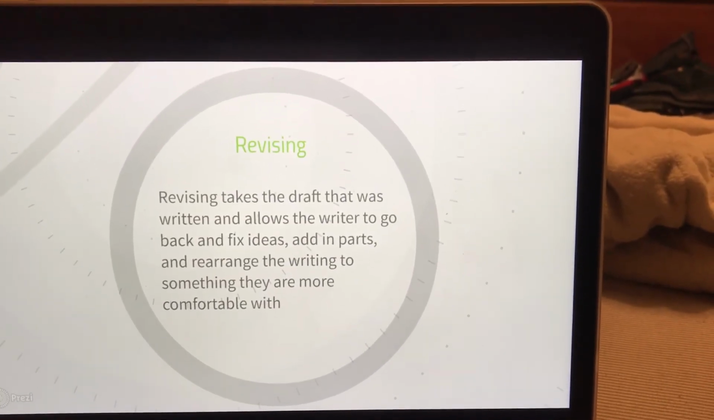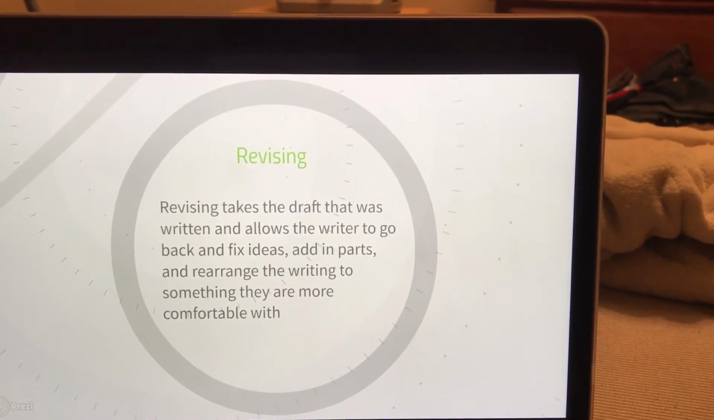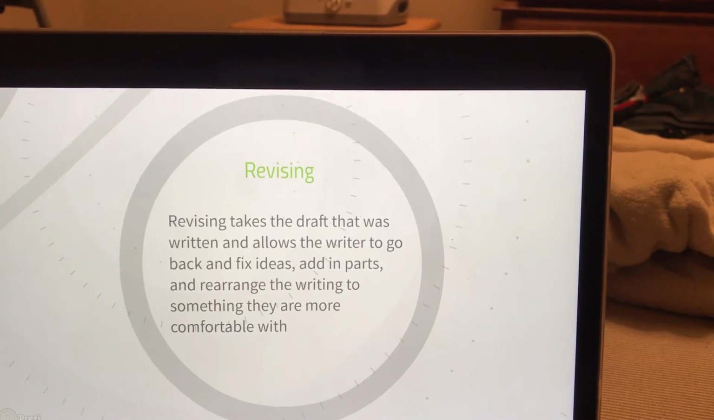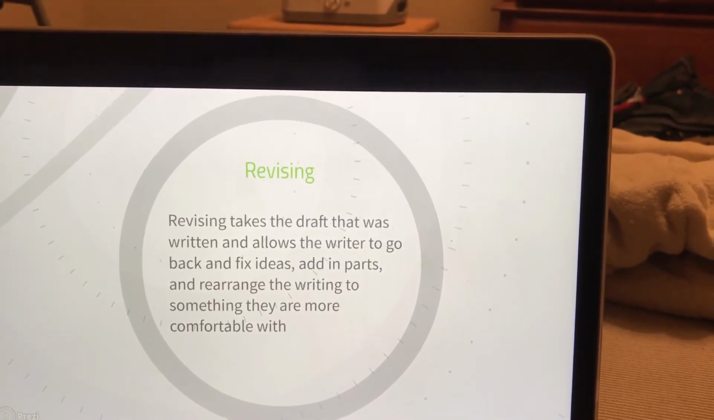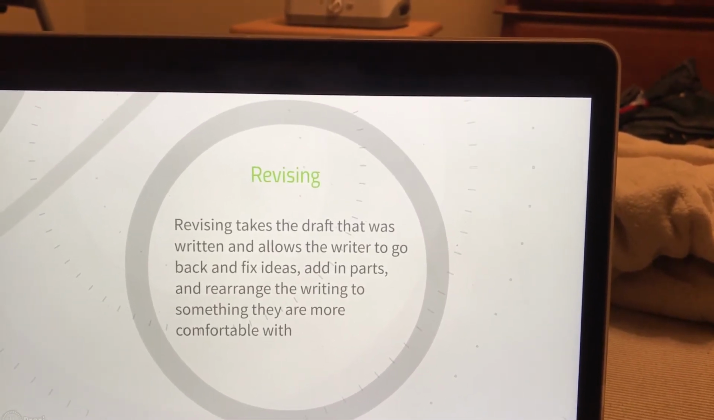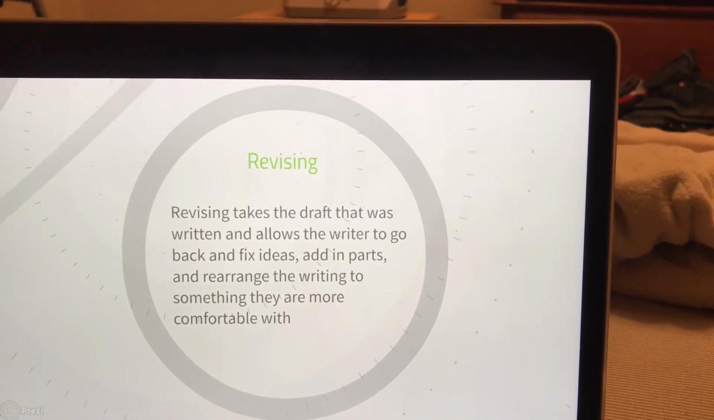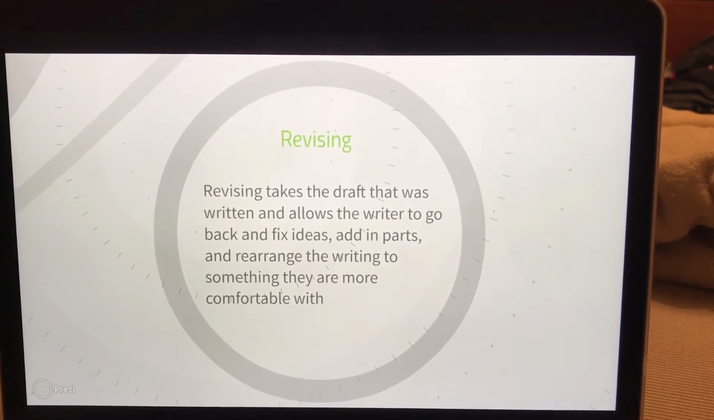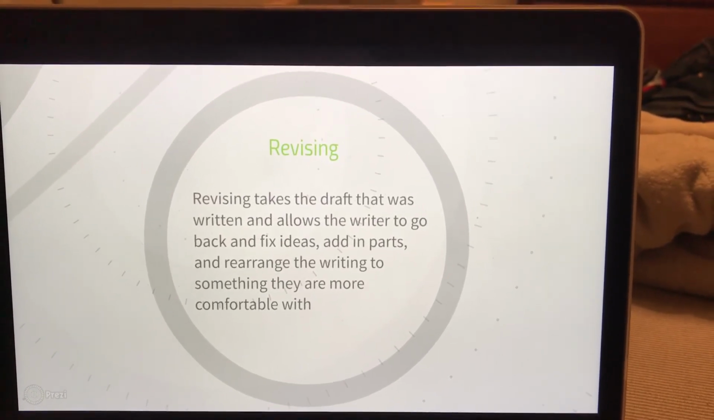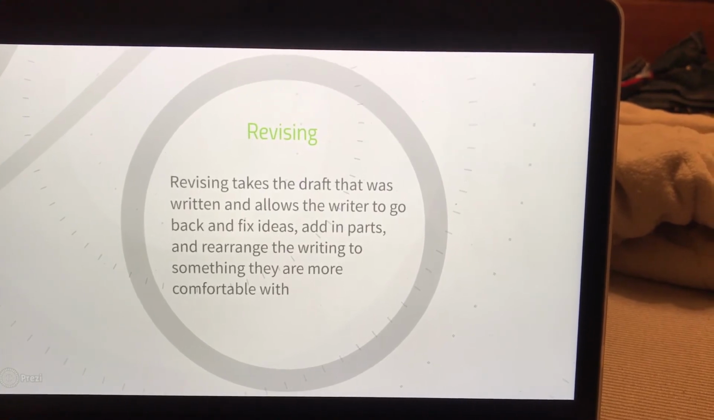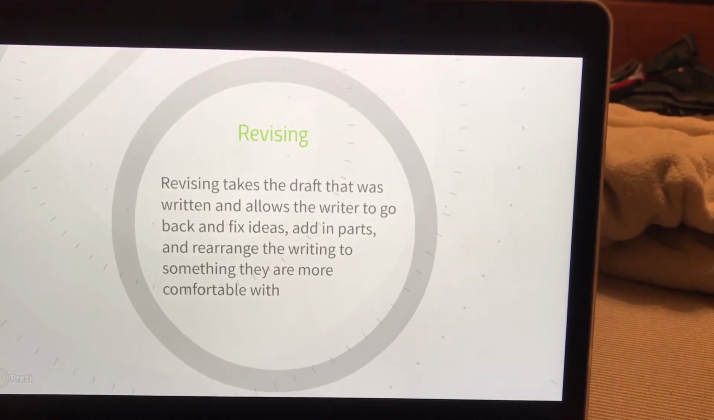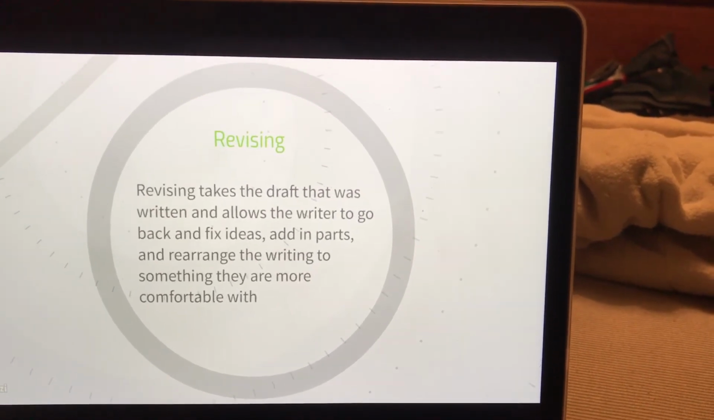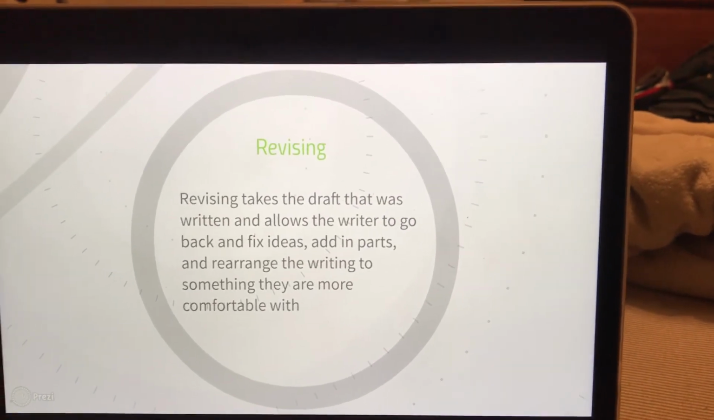Revising takes the draft that was written and allows the writer to go back and fix ideas, add in parts, and rearrange the writing to something that they are more comfortable with. My case study student wanted to do this with her story, so we made a little bit of a game out of it. Because in our lessons, sometimes her writing got out of order, so I took all the sentences she wrote and individually had them on strips of paper. We then worked to put them in order the way they were meant to go. She was excited to see her story start to come together instead of just being a jumble of paragraphs and lines she had written from before.